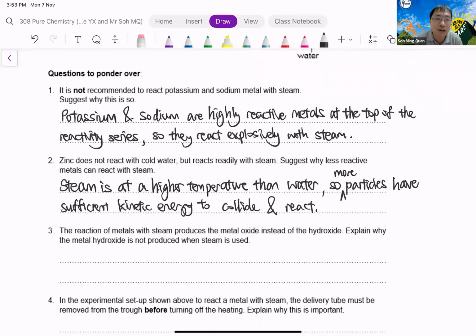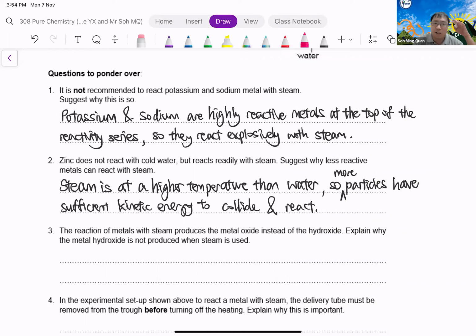Okay, now question 3 is always the question that most students will ask. And sadly, not every single teacher knows the answer for this, okay? Or not every single teacher may explain why. Now, there's a reason for this. Why is it that when you use steam, you produce the oxide and not the hydroxide?